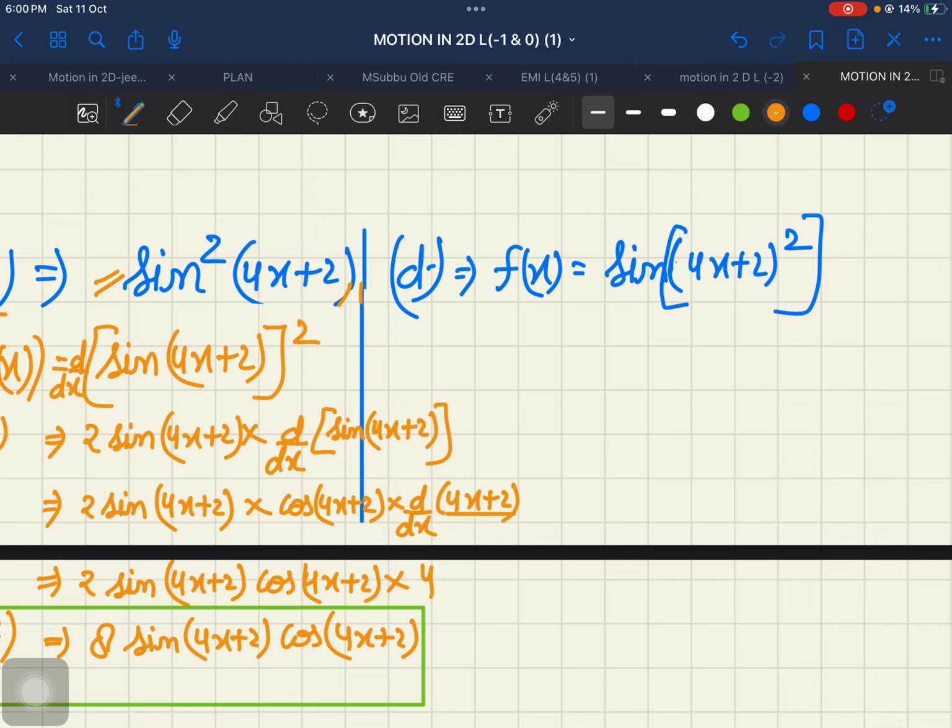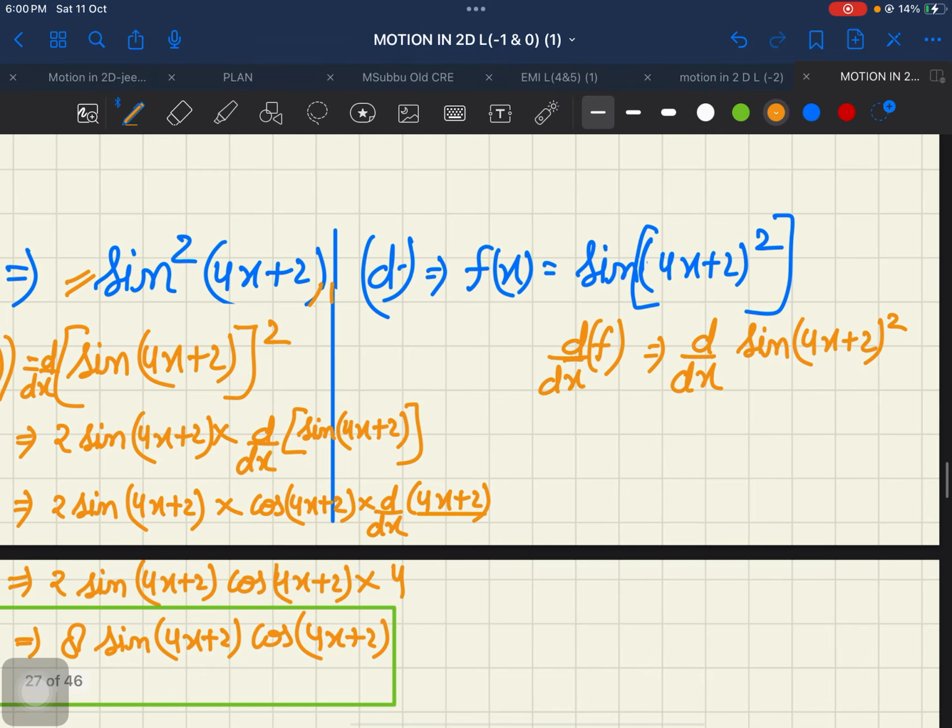So what we have to do is find df by dx, or d by dx of f. This time you have to differentiate sine of (4x plus 2) square. What will you consider to be x this time? We know the formula of differentiation of sine x. It is cos x. So now the hint is clear. You will consider this to be x this time.